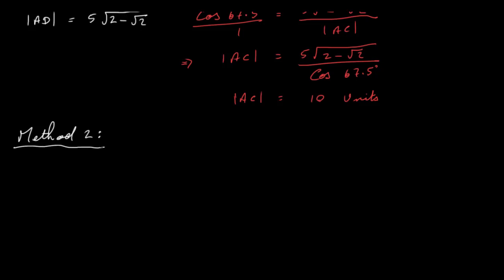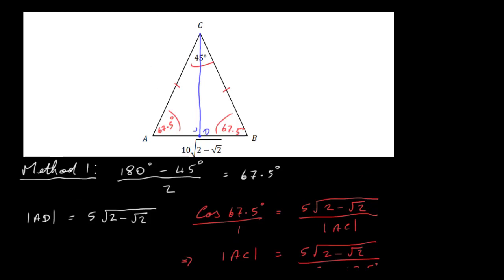Method 2. Now, obviously, in the exam, you just need one of these methods. But the next method I'm going to use is just the sine rule. So I'm going to say the sine of 45 degrees divided by this here, 10 root 2 minus root 2, sine 45 over this is equal to sine 67.5 over what we're looking for, then cross multiply and work out AC. So let's do that.